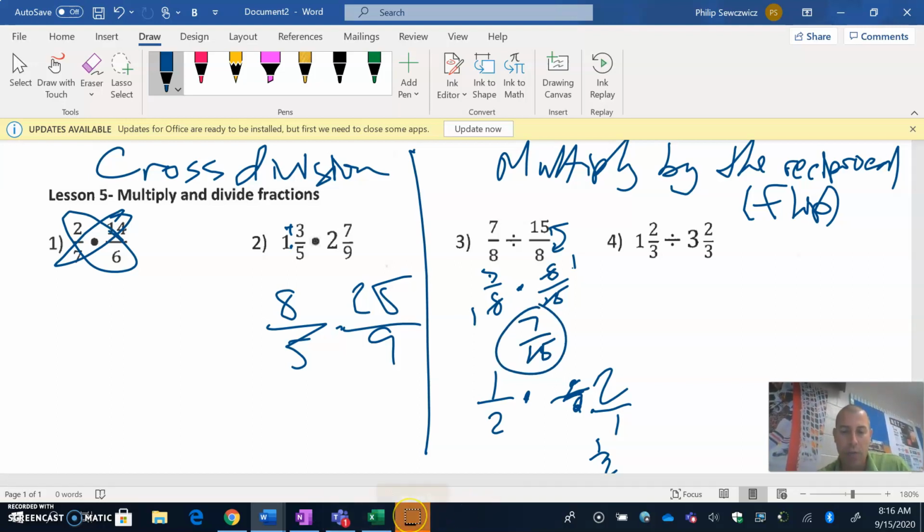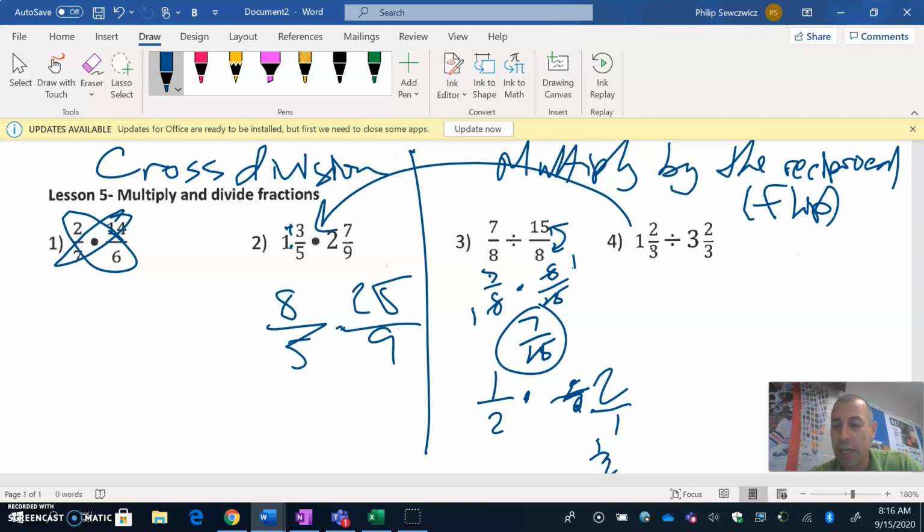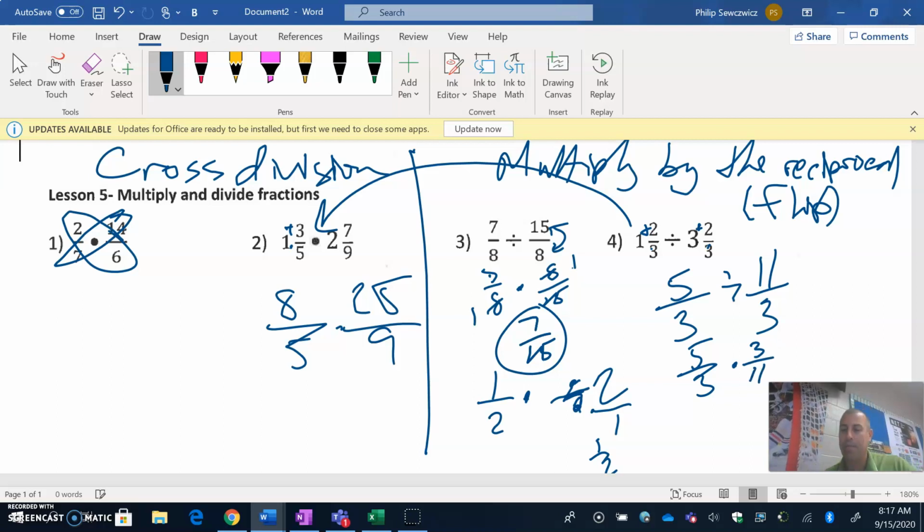So let's look at question number 4, which is very similar to question number 2 in the fact that we do need improper fractions first. So we're going to change first. 3 times 1 is 3, plus 2 is 5. So we've got 5/3 divided by 3 times 3 is 9, plus 2 is 11, so it's 11/3. So again, improper fractions, but now it's a division problem. Because it's a division problem, I need to rewrite it. So that's where we leave the first fraction alone and we multiply by the reciprocal.